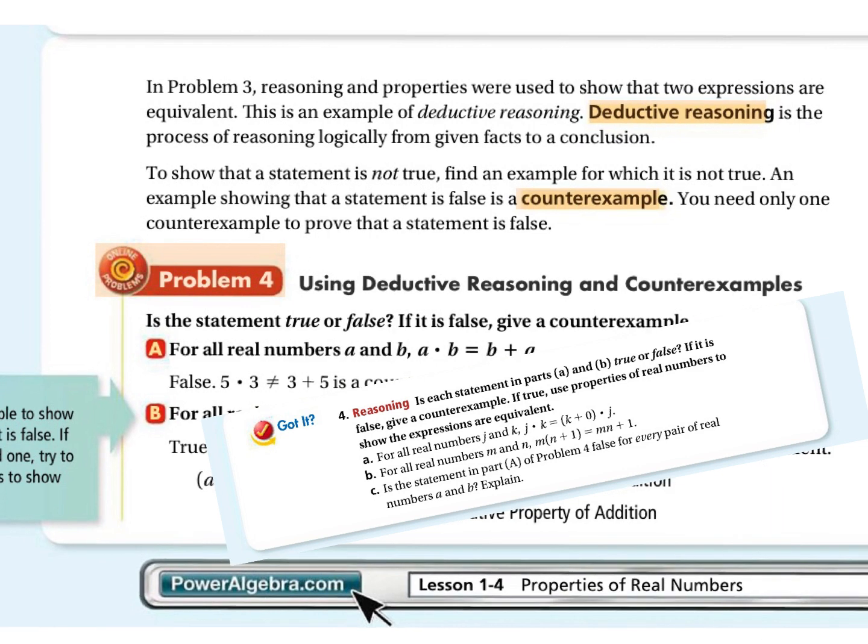So the next thing they're talking about in your book is deductive reasoning, and that's a process of reasoning logically from given facts to a conclusion. So it's kind of like we look at the facts that are happening and then we come up with the conclusion based off of those things. If something's not true, then we can give an example showing that it's not true, and that's called a counterexample.